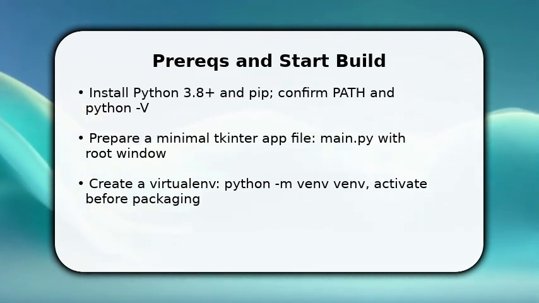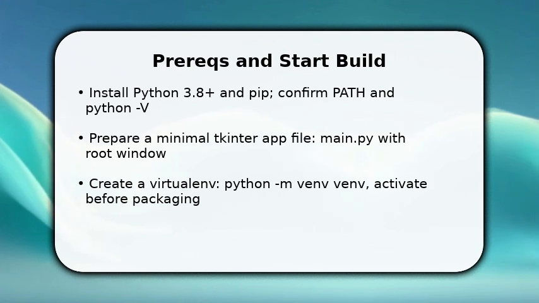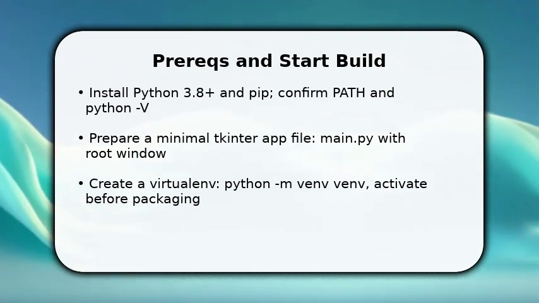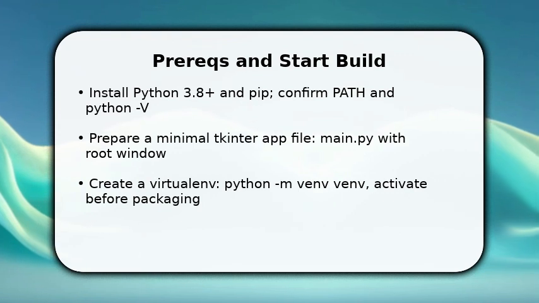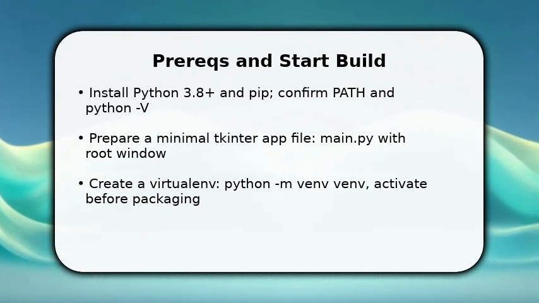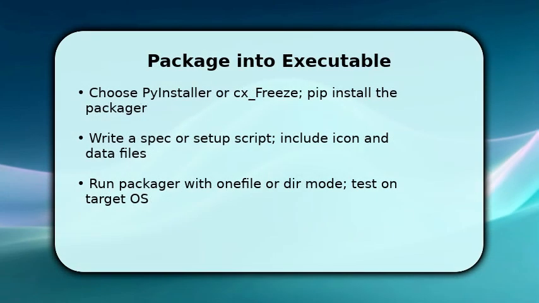Next, trim unused imports and test the UI locally. Do this early so packaging uses only required files and keeps the binary small for distribution. You now convert the app into a distributable artifact.